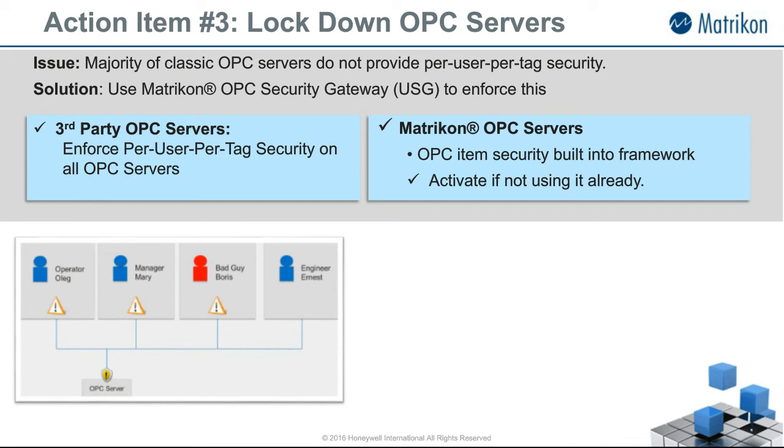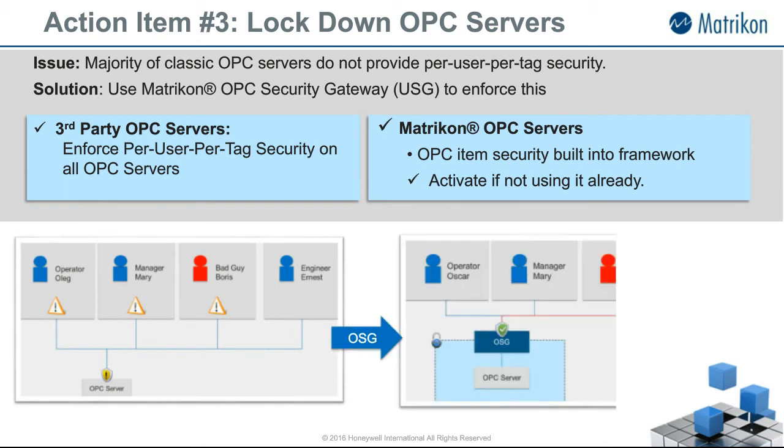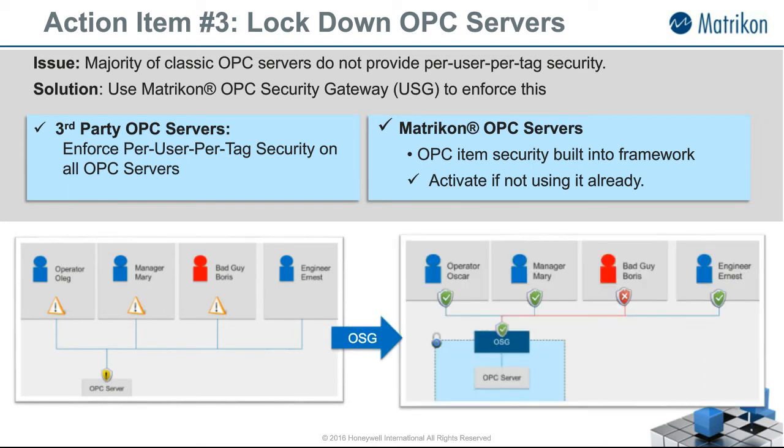Now, one thing to note, Matrikon OPC servers actually have security built into their framework. If you are using Matrikon OPC servers, you can activate the security framework on them, and they will actually implement security per user per tag. But there's also another answer, and that is to use what we call OPC Security Gateway. This is an application that will work with any of your OPC servers that you may have deployed now. You basically set them up to only communicate with the security gateway, and it actually implements security on their behalf on a per user per tag level. So what would happen is if a particular user is not in its access list, then they would not get any access to the server.